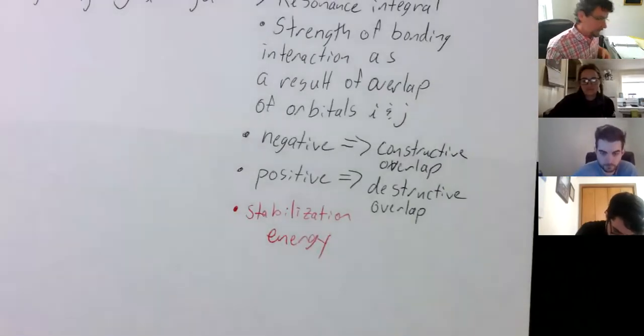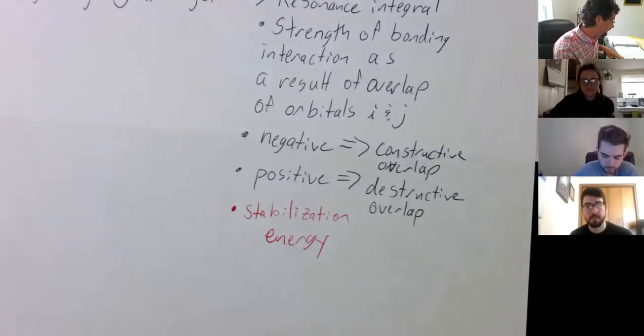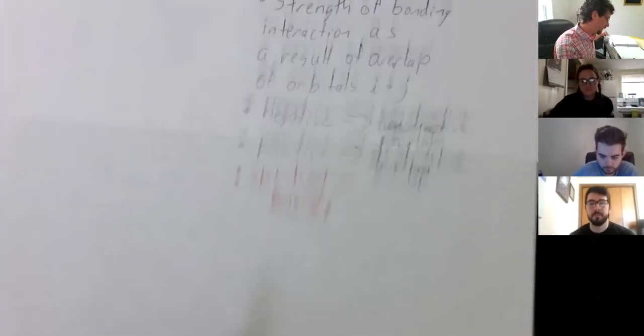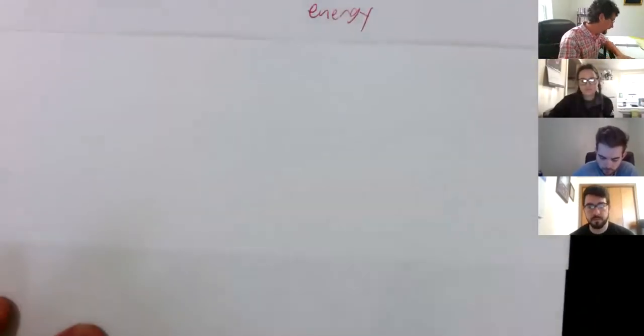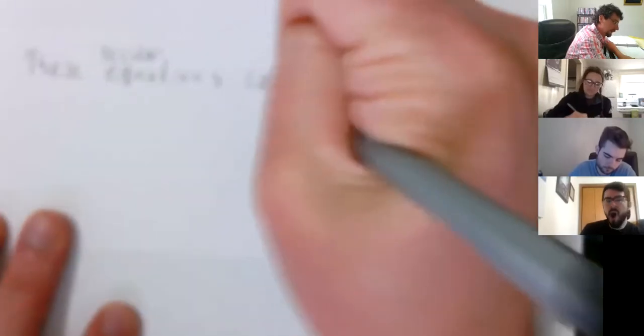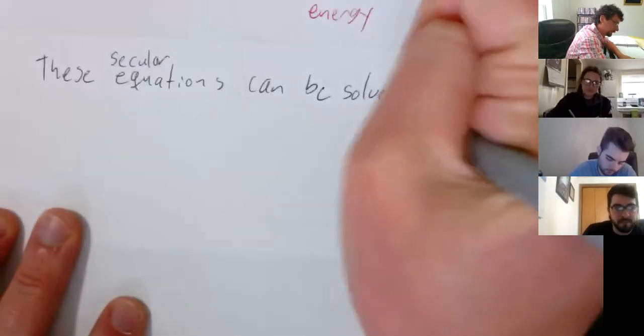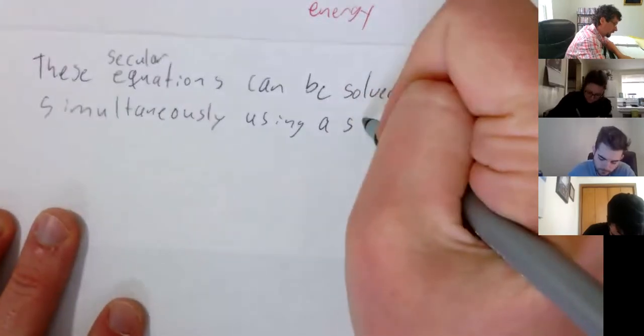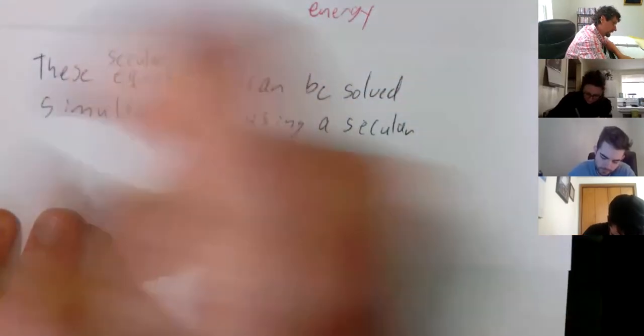Okay. So like I previously said, we can throw these in a secular determinant. They can both be solved simultaneously. Oh, I should have said secular equations can be solved simultaneously. So that's all that secular means? I think it's just a fancy name.